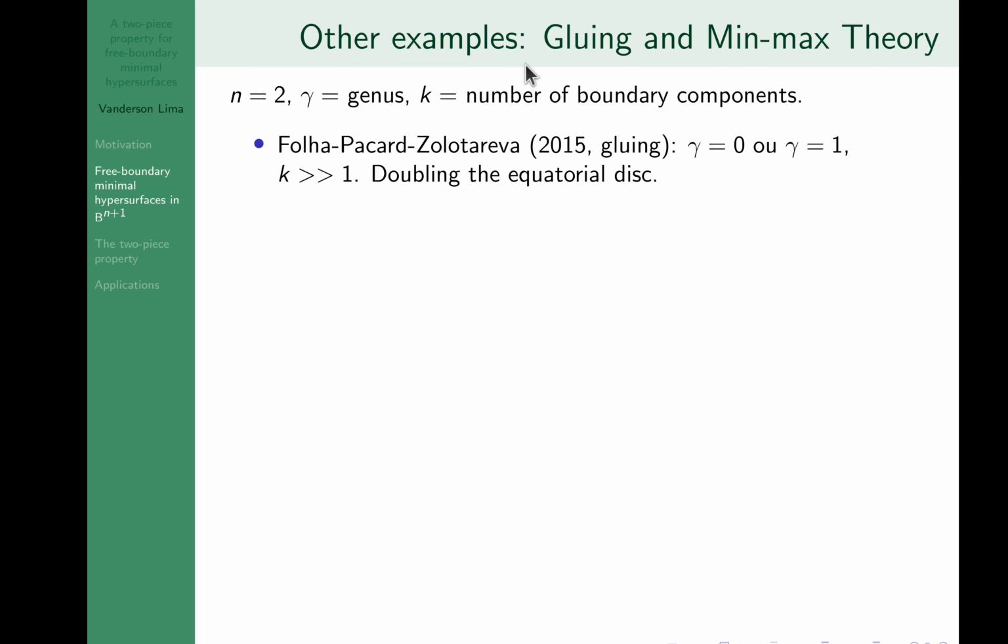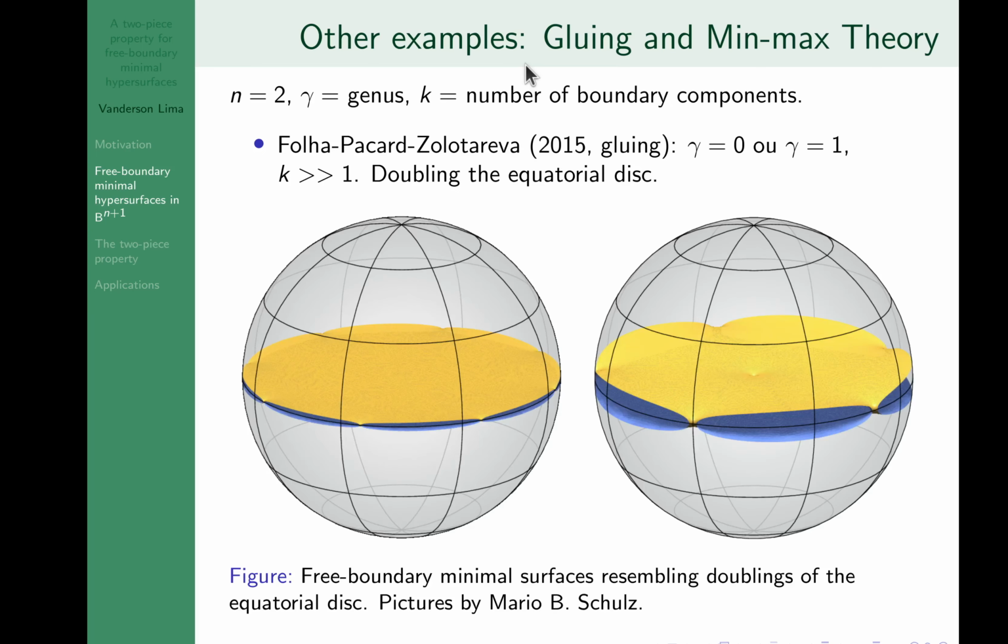And so the idea is to take a doubling of the equatorial disk and try to glue these two copies. And also they can change the genus from 0 to 1. So a sketch will be something like that. On the left we have the case of genus 0, and here we have 8 boundary components, and on the right we have genus 1 and 5 boundary components.